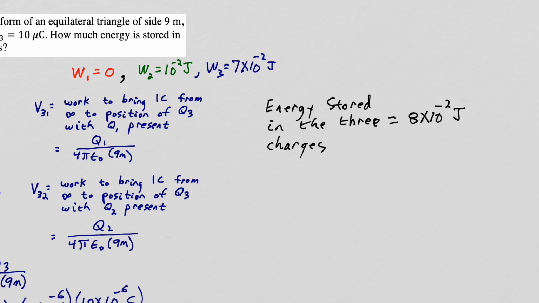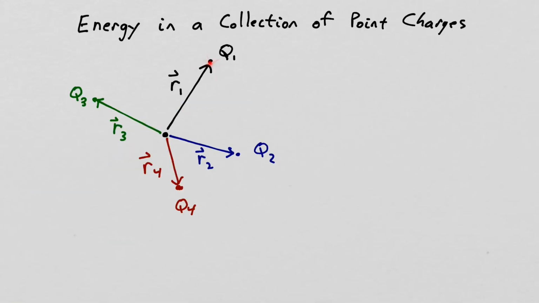Here we have 4 charges, and again we're going to bring them in one at a time. Each time we bring in a charge, we'll calculate how much work it took to bring in that charge. We will then sum the work it took to assemble all the charges, and that'll be the energy stored in this charge configuration. The order we'll bring the charges in is Q1, then Q2, then Q3, then Q4. Q1 being the first charge brought in takes no work.